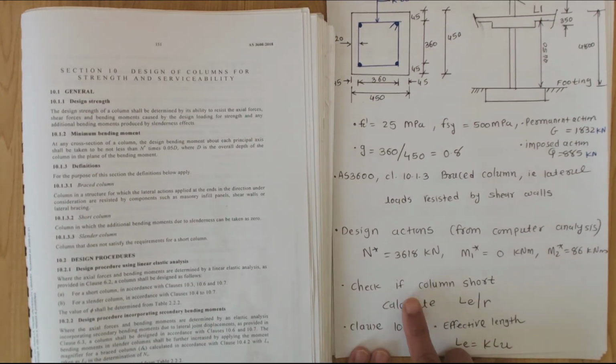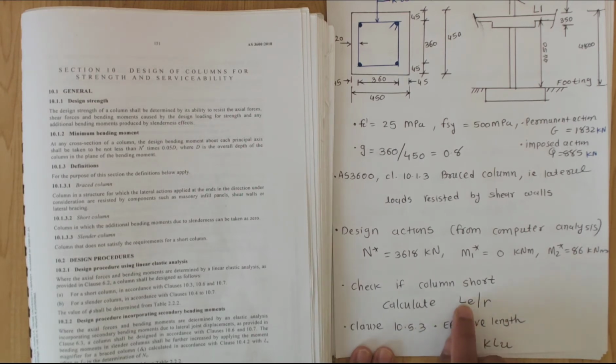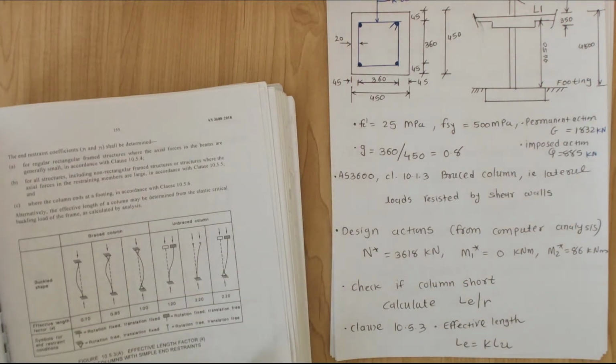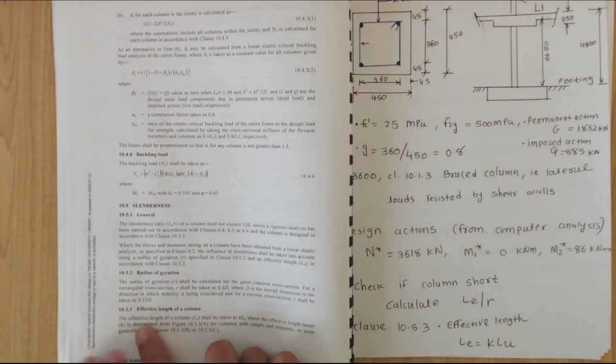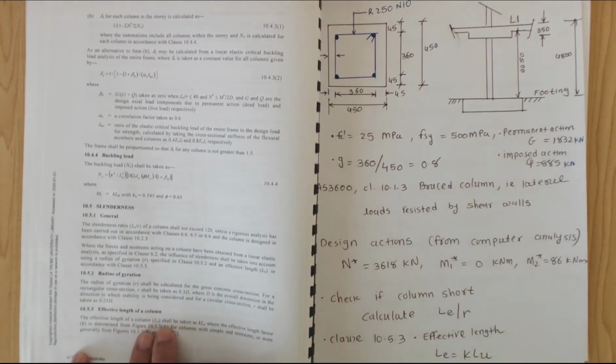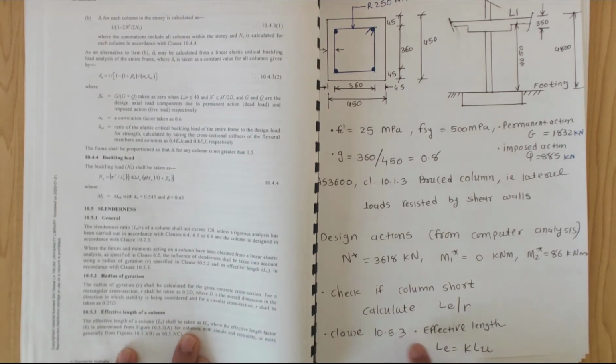Now we need to calculate the slenderness ratio, Le over r, effective length over radius of gyration. Clause 10.5.3 is used to calculate the effective length. So we are going to calculate the effective length and the radius of gyration, and take the ratio, which is the slenderness ratio of the column. In clause 10.5.3, the effective length of the column shall be taken as K times Lu.